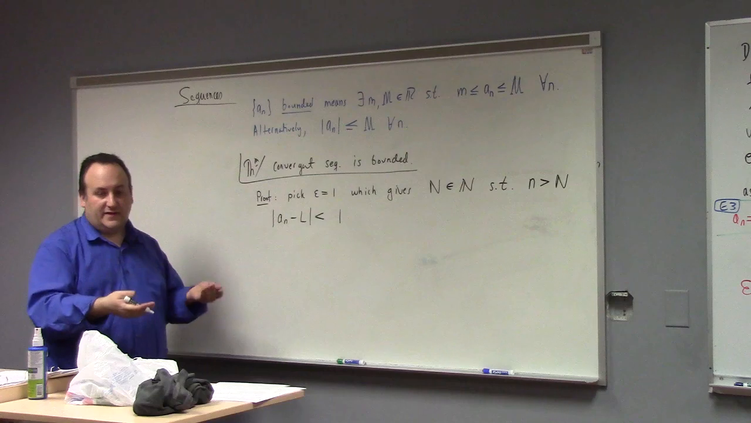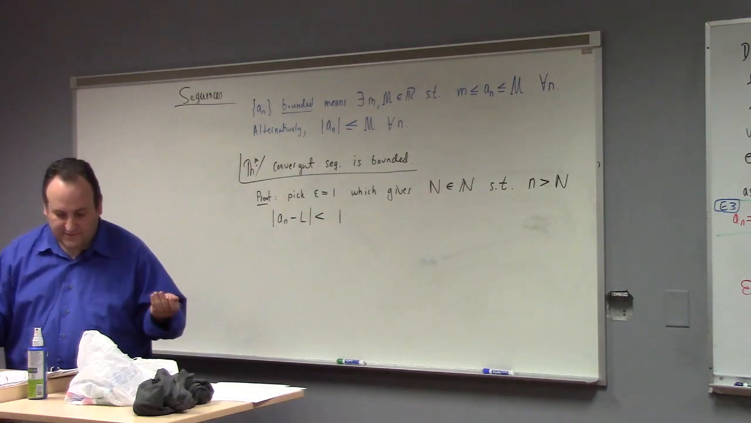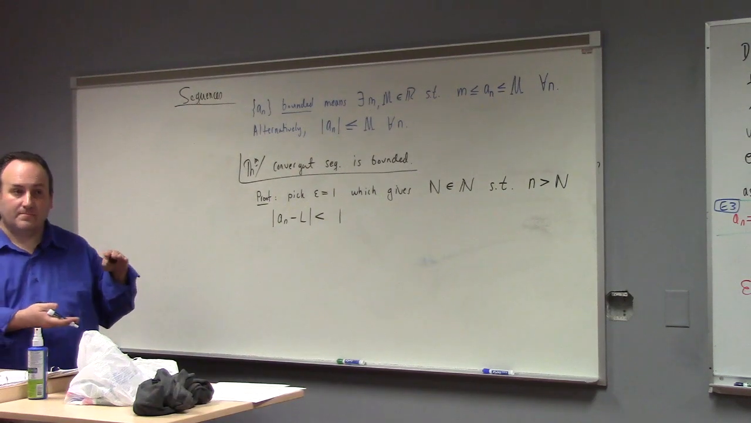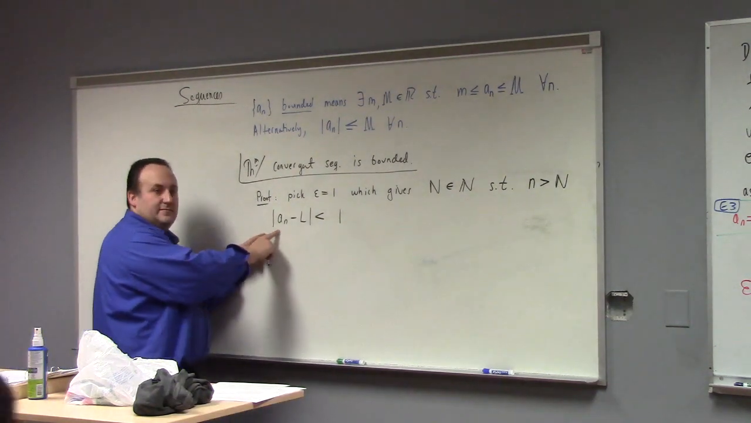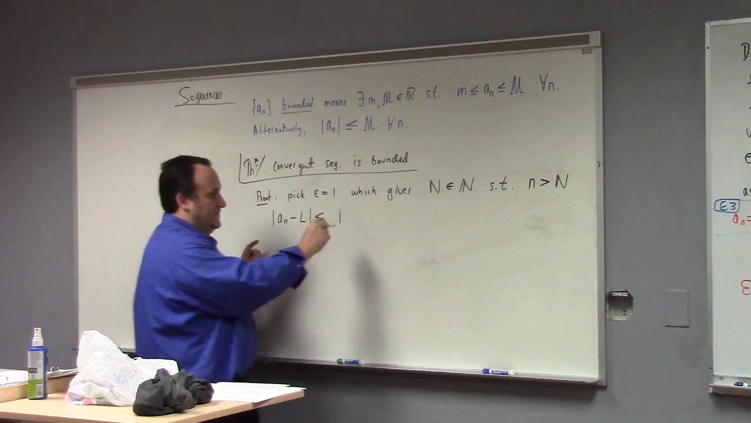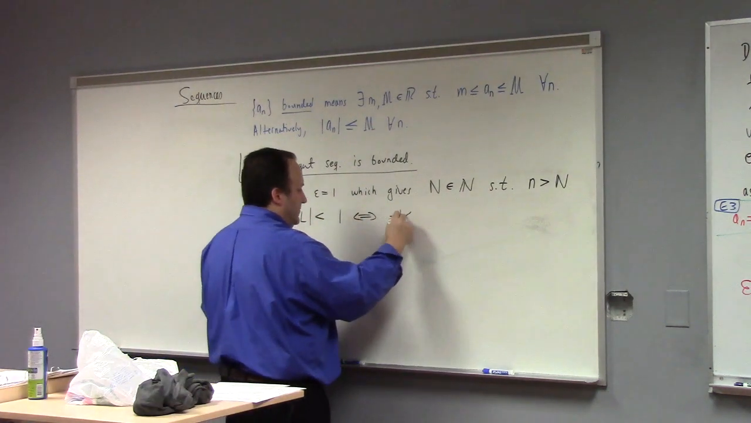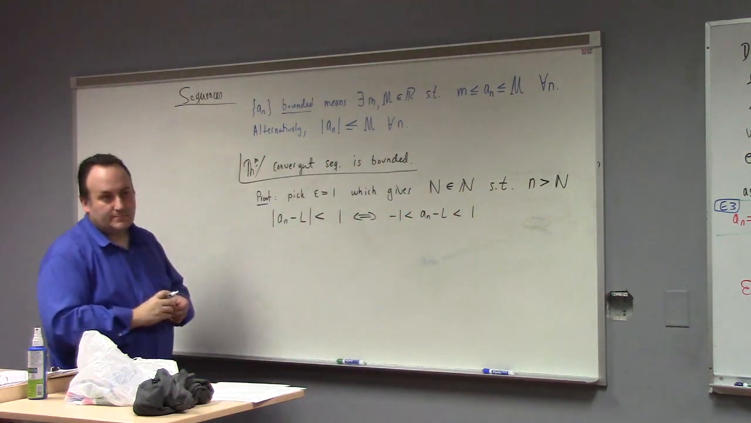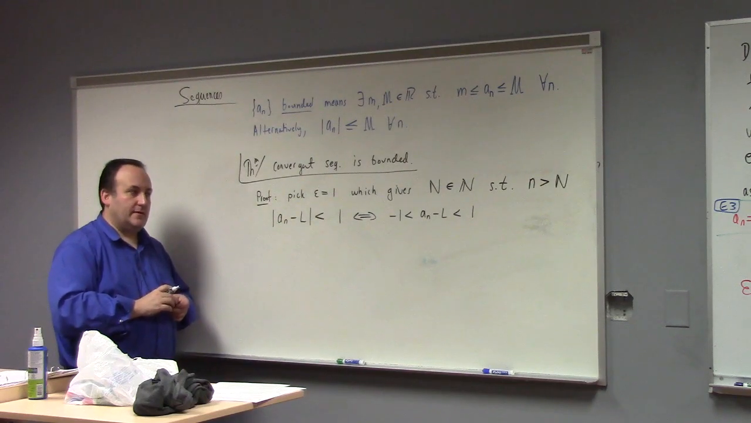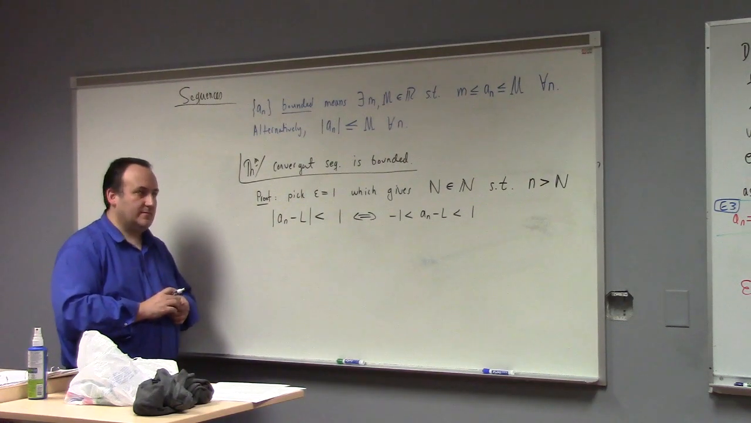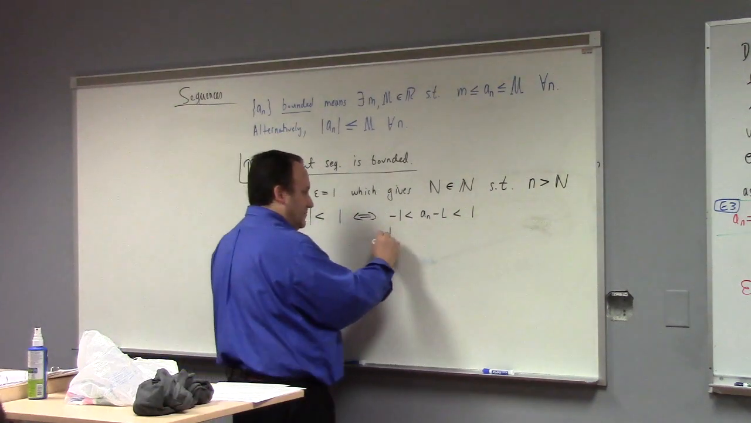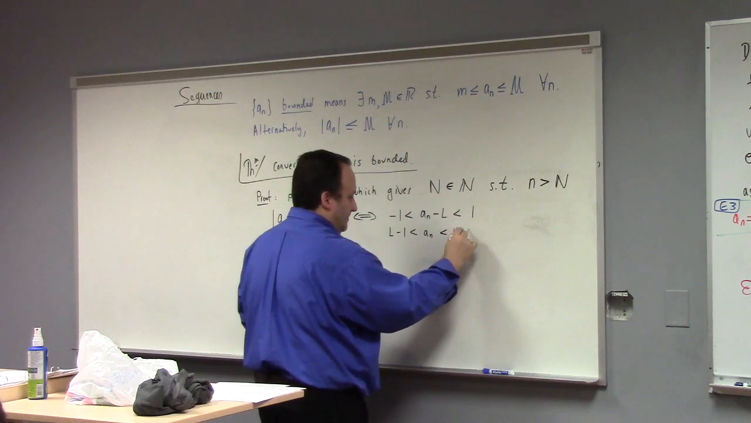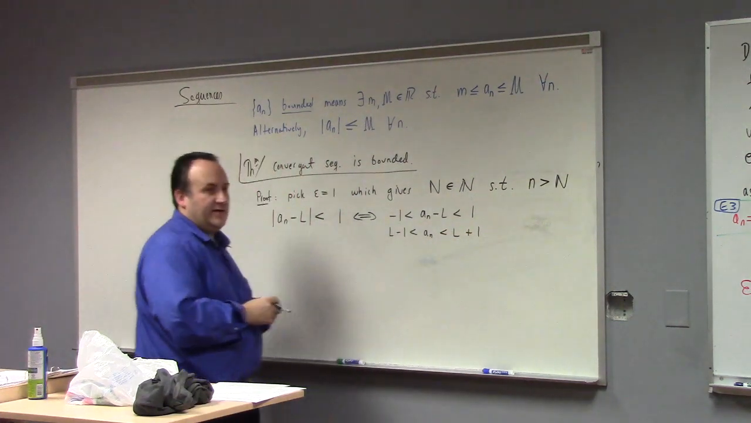So if the sequence converges to something, that means we can pick N sufficiently large that beyond that point, we're within 1 unit of the limiting value, right? Okay, well, what does this mean? This is interchangeable with minus 1 being less than A sub n minus L being less than 1. And what does that mean? That means that L minus 1 is less than A sub n is less than L plus 1, for every n greater than N.